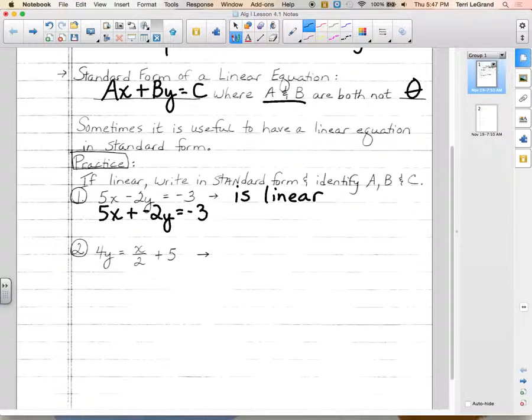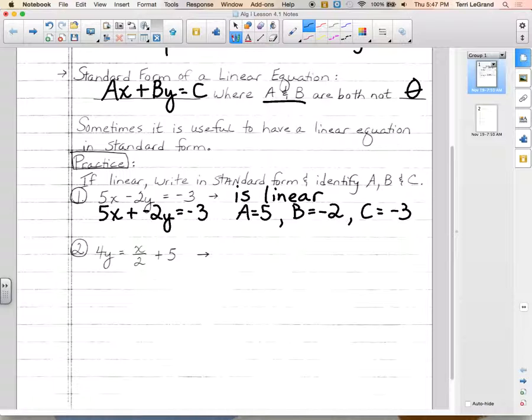And we would be able to say then that, what's our a value? A is what x is being multiplied by, so a is 5. What's our b value? B is what the y's are being multiplied by, negative 2. And what's our c value? Our constant on the other side of the equation, negative 3. So here we've written the equation in standard form and identified the a, b, and c.